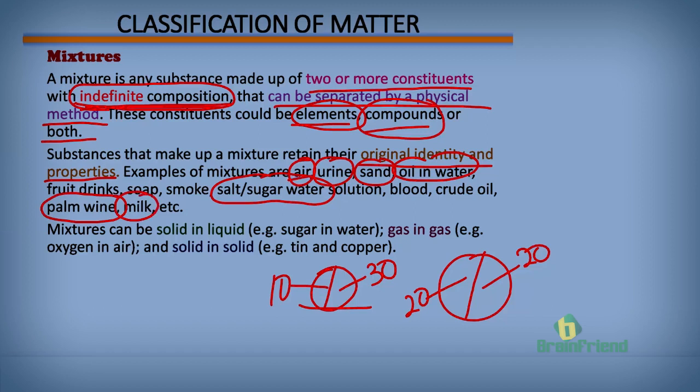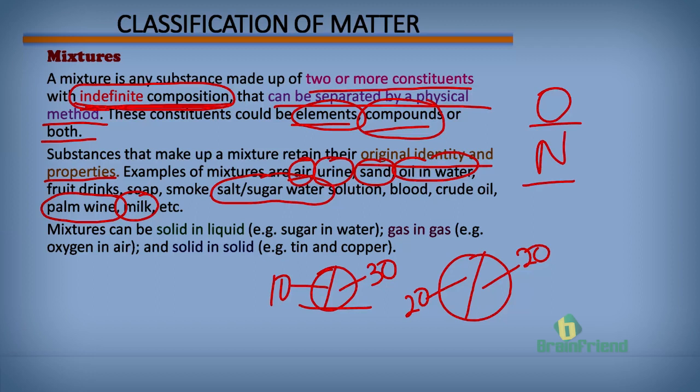For example, if we take air, we say that air is a mixture of gases, right? Already we call it a mixture. The gases that make up air can be separated into their various components. We can separate oxygen from air, we can separate nitrogen from air. So it means that what?